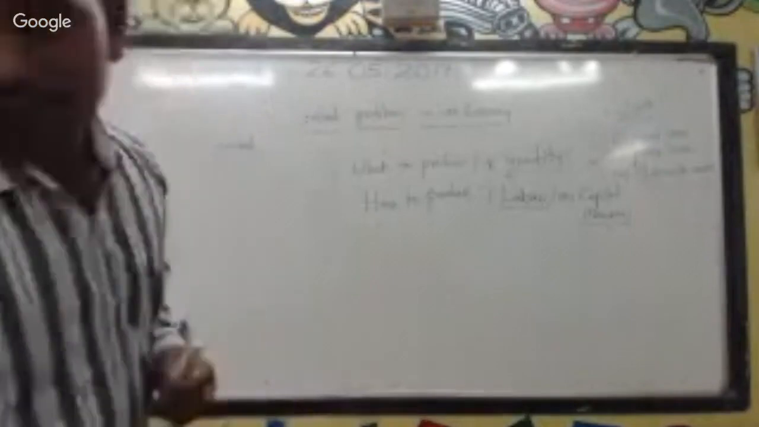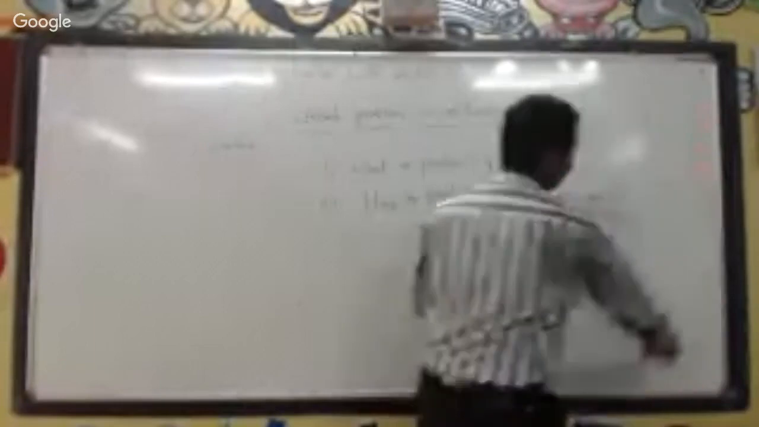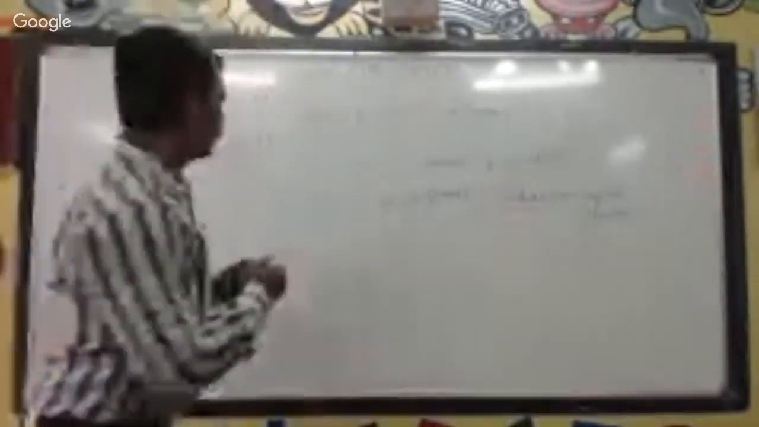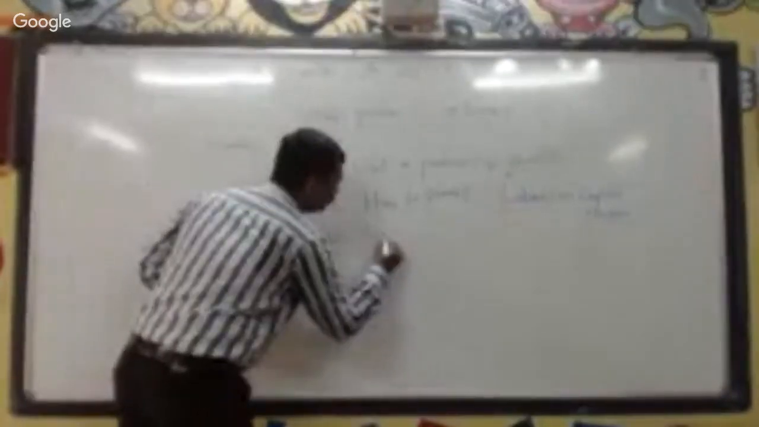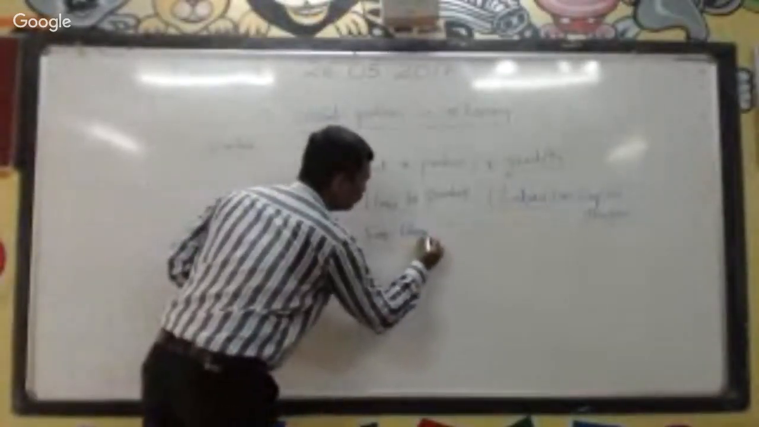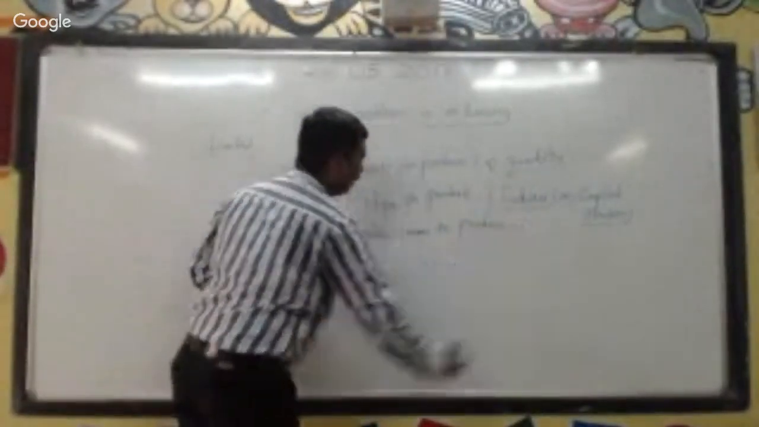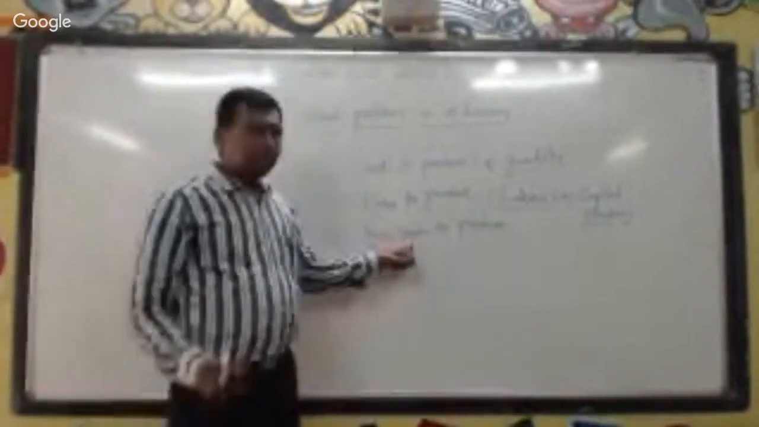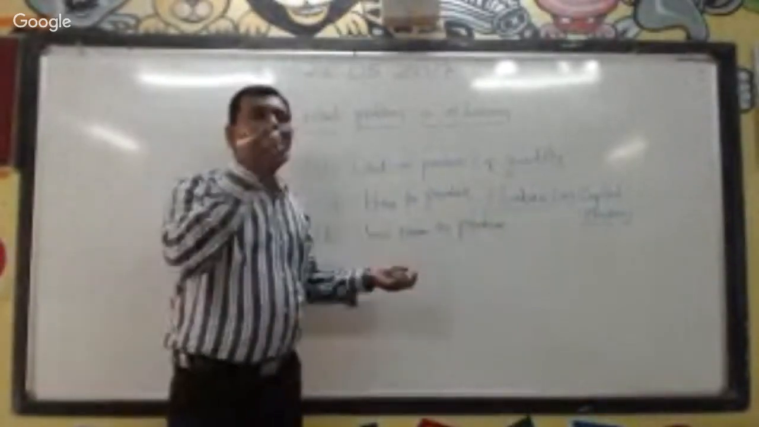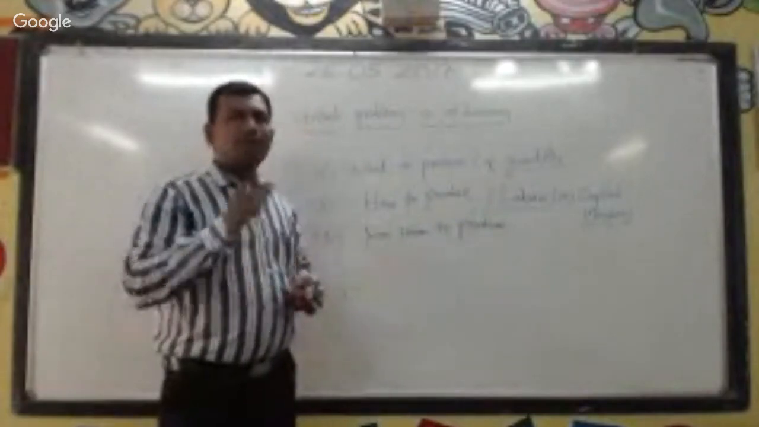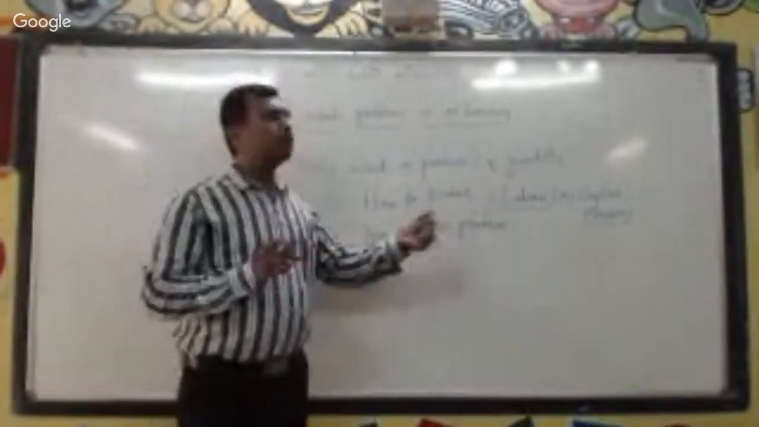And the third problem is for whom to produce. Third economic problem is for whom to produce. Whenever you are manufacturing a particular good or service, whom you are targeting, for whose purpose you are producing that particular product, that is called for whom to produce.